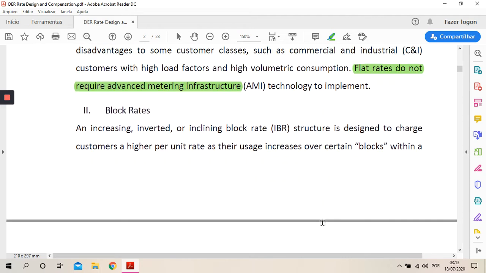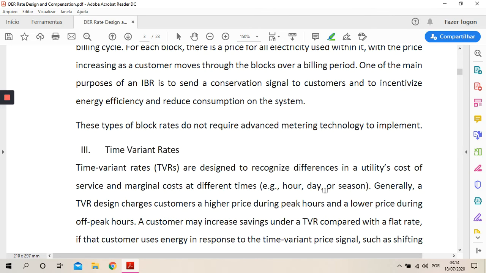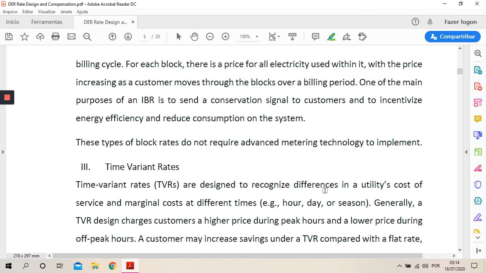Now let's go to block rates. An increasing, inverted, or inclining block rate structure is designed to charge customers a higher per unit rate as their usage increases over certain blocks within a billing cycle. For each block, there is a price for all electricity used within it, with the price increasing as a customer moves through the blocks over a billing period.